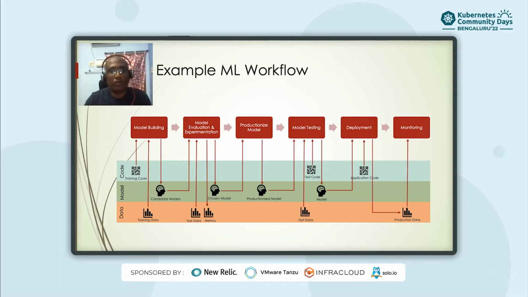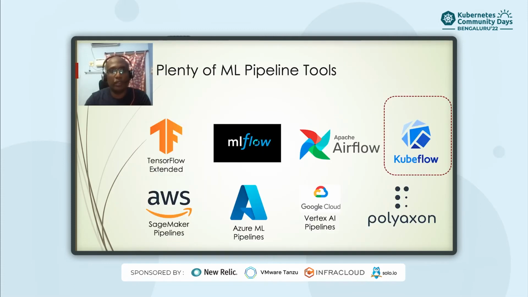So there is a workflow and the workflow has to be executed in a suitable infrastructure. And speaking about workflow, you need to have pipelining tools. So there are plenty of pipelining tools available, both open source as well as tools that are provided by the public cloud vendors. But today I'm going to talk about an open source tool called Kubeflow.